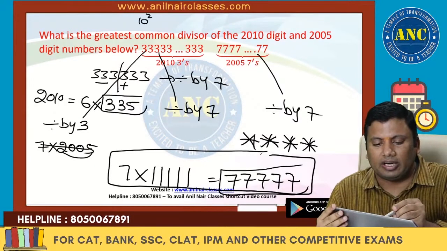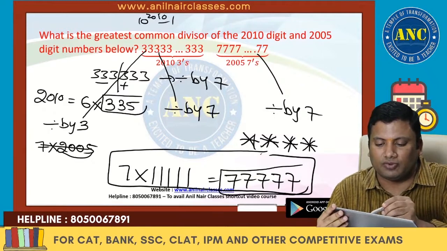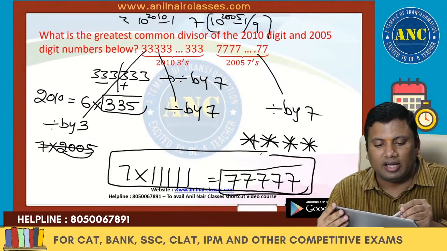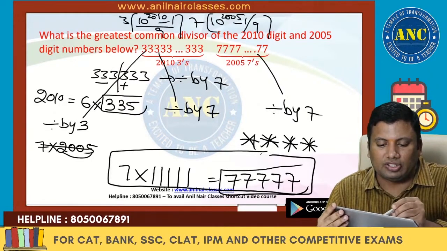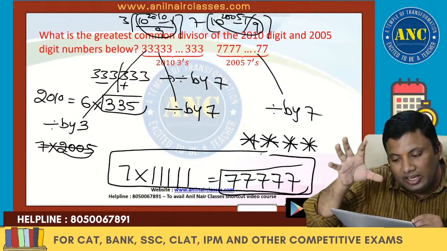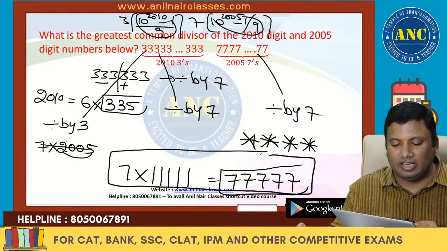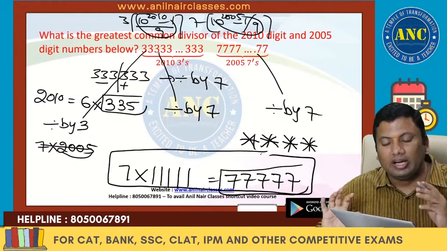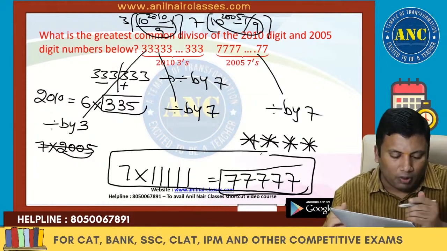This is nothing but 10 power 2010 minus 1. This is nothing but 10 power 2005 minus 1 by 9. It is into 7, it is into 3. The HCF of these both is nothing but 5 ones. But 3 written 2010 times is divisible by 7, and 7 written 2005 times is also divisible by 7. I hope it is clear.